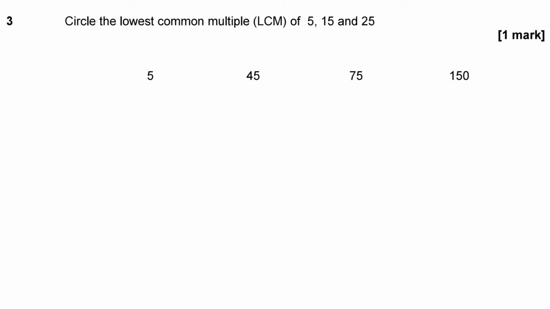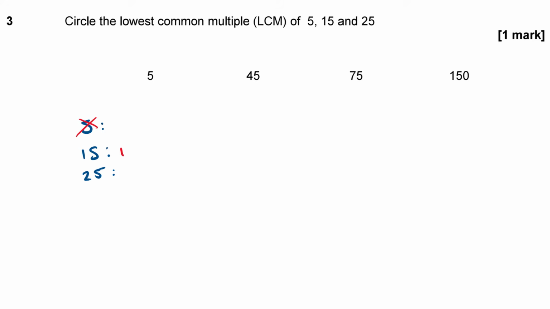Question 3. Circle the lowest common multiple, LCM, of 5, 15 and 25. Okay, there's a way of doing this using prime factor decomposition, but I think we'll find it quite quickly just by finding multiples of 15 and 25. Don't think we have to worry too much about 5, because it's a factor of 15 and 25 anyway, isn't it? So all the multiples of 15 are also multiples of 5, so I'm not going to even bother with that one.